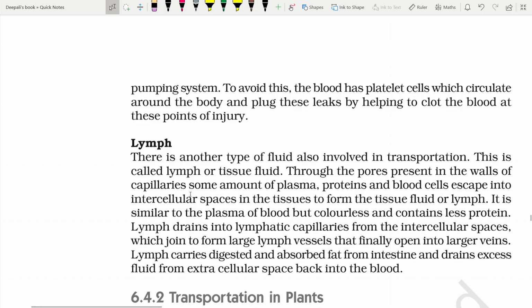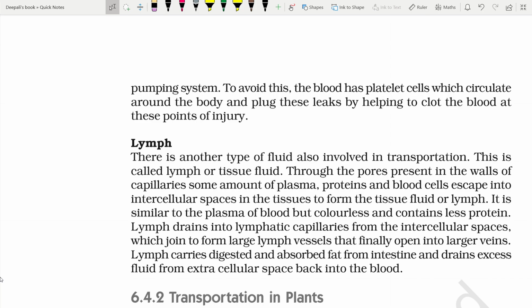Now, we have one more system which helps in maintaining the circulatory system, that is the lymph or the lymphatic system. There is another important type of fluid also involved in transportation. This is called lymph or tissue fluid. Through the pores present in the walls of the capillaries, some amount of plasma proteins and blood cells escape into the intercellular space in the tissue to form the tissue fluid or lymph. It is similar to the plasma of the blood but colorless and contains less protein.